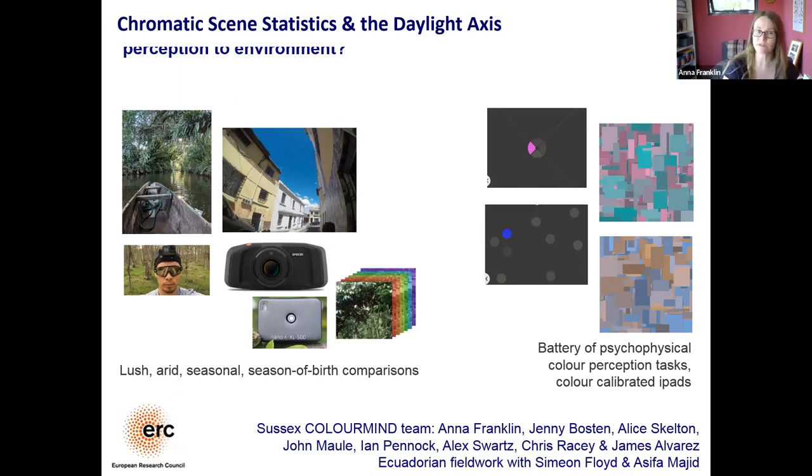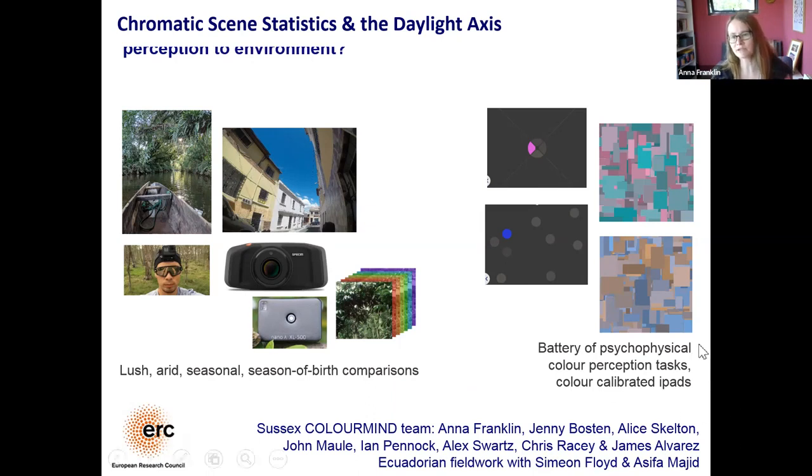So one set of studies is a set of cross-cultural studies where we're capturing the visual diet, so the chromaticities that people live in and are exposed to, by people wearing head-mounted cameras. And we're also doing hyperspectral imaging. And we're doing this for people living in different environments. So people living in the Ecuadorian rainforest, in urban areas, in the Arctic, and also in environments where there's a lot of seasonal change in the chromaticity.